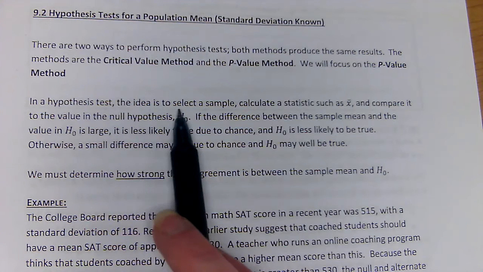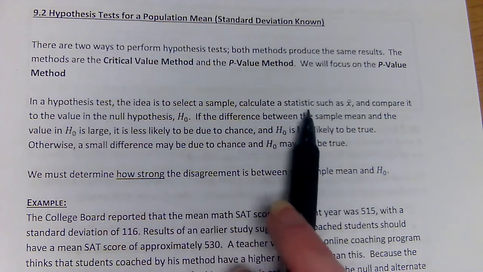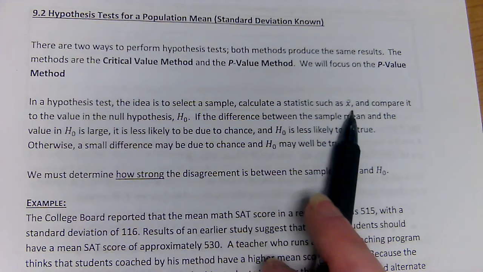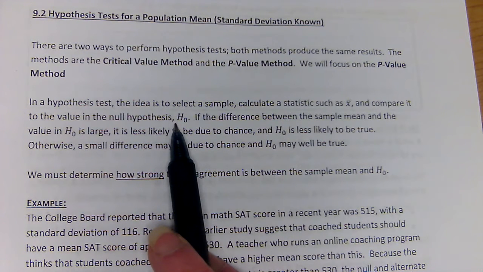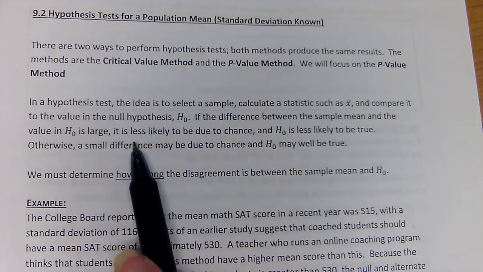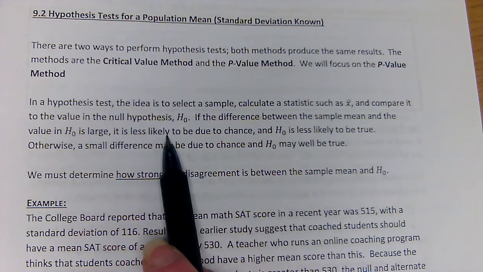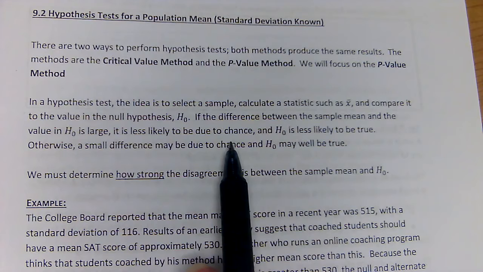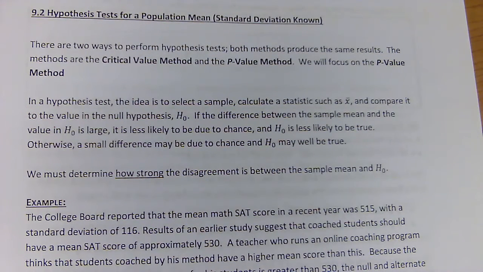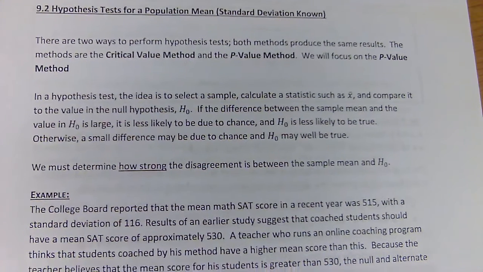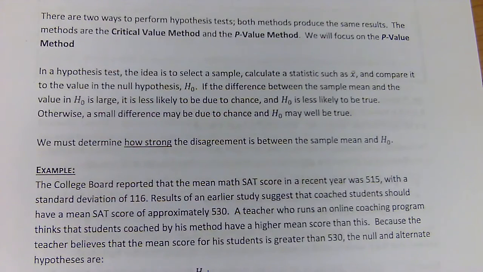In a hypothesis test, the idea is to select a sample, calculate a statistic, such as the mean, and compare it to the value in the null hypothesis. If the difference between those values is large, it is less likely to be due to chance. And your null hypothesis is less likely to be true. Now, if there's really a small difference, the null hypothesis may be true. And we need to decide how strong that difference needs to be, how wide apart.